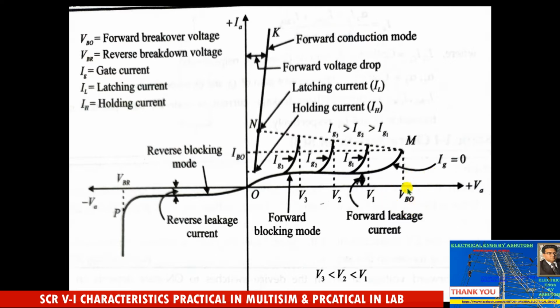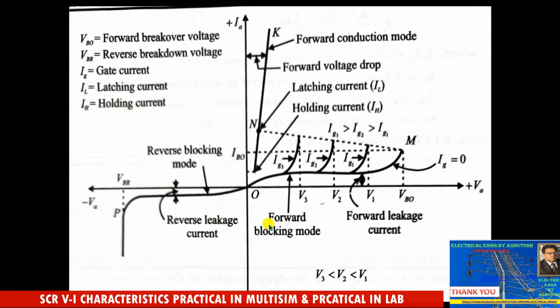Okay, this was the first method, and here the gate current is still 0. You have kept the gate open, because Ig is 0. So whenever Ig is 0, the gate is open, you need more forward voltage, equal to the forward breakover voltage, and upon reaching this voltage, the SCR conducts. This is the first method.